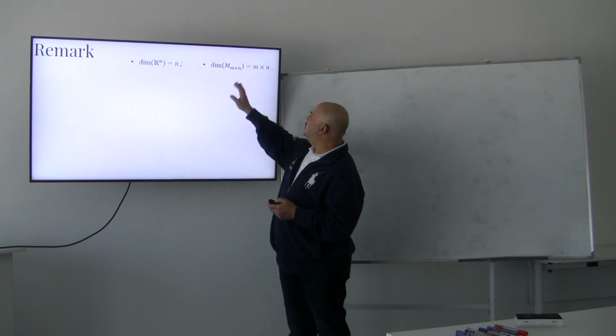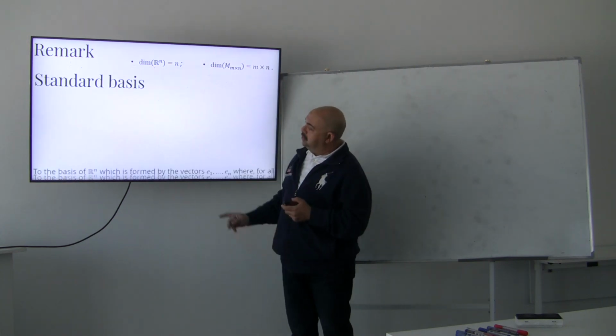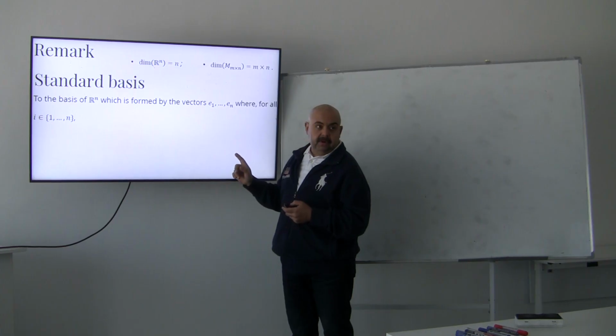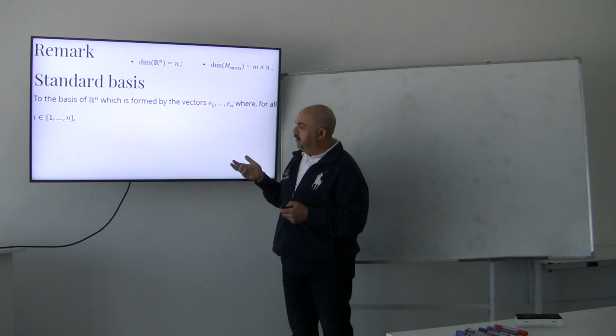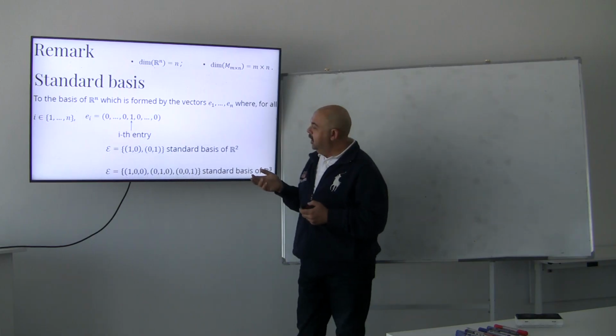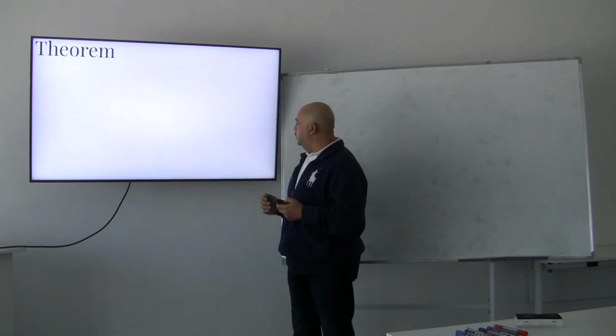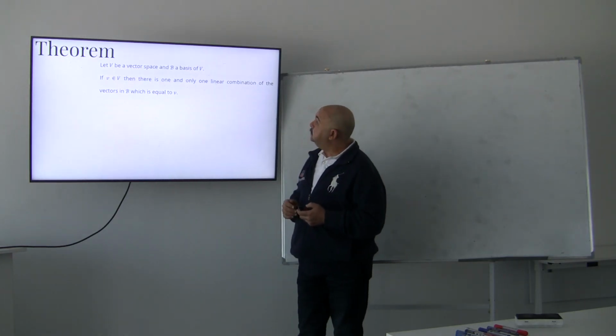For a matrix m by n, the dimension is m times n. The standard basis, if you remember, once more, for R2 is (1,0), (0,1), and for R3 is (1,0,0), (0,1,0), (0,0,1), and so on for Rn. We call them the standard basis and also the canonical basis.